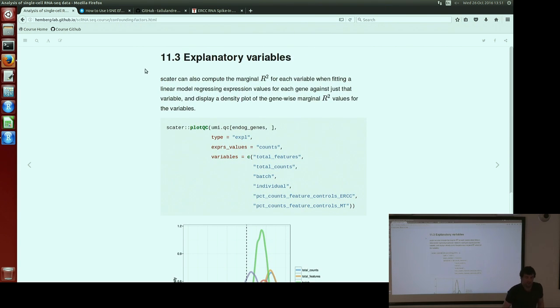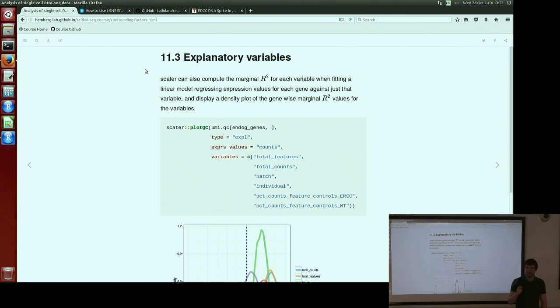Another thing we can do to explore the relationship, or explanatory power, of particular variables is to produce another type of QC plot, which I'll describe below. Before we get to the plot, we're going to compute the marginal R squared for each variable when we fit a linear model regressing expression values for each gene against just that variable.